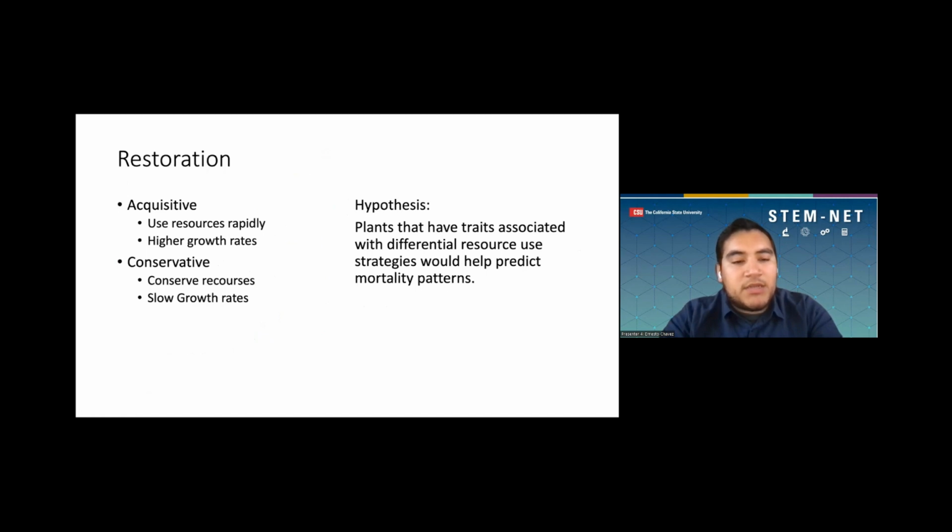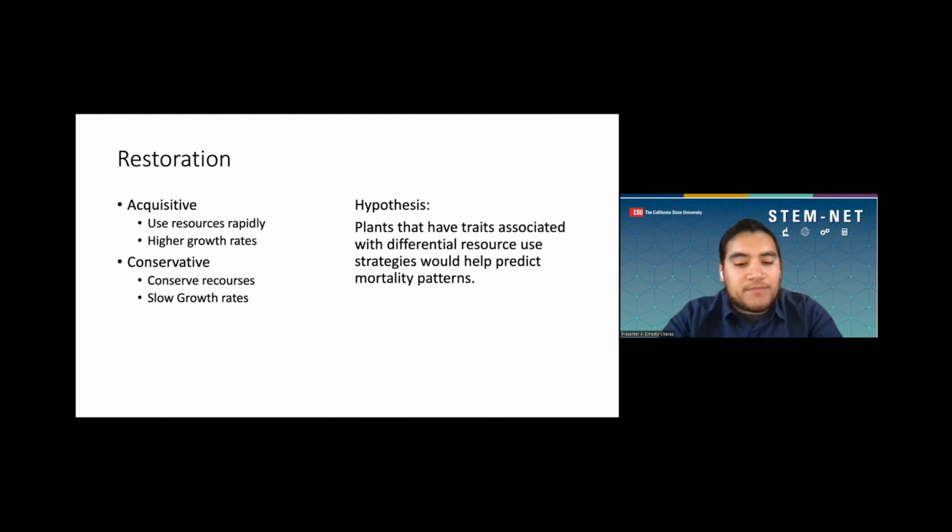So this brings us to a pretty important point of acquisitive and conservative traits in plants. Acquisitive traits would be more associated with higher growth rates in plants and larger plants because they would typically use their resources as they get them. Conservative plants, on the other hand, would be associated with slower growth rates and smaller plants as they would conserve their resources for when resources are scarce.